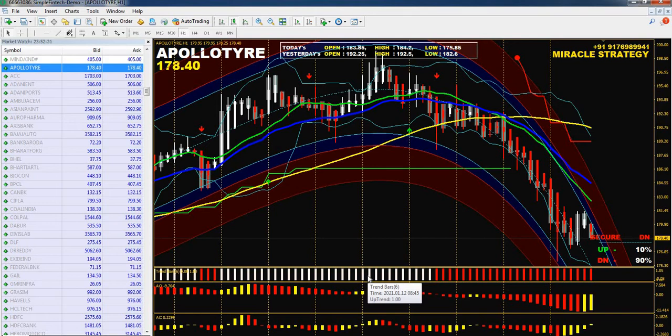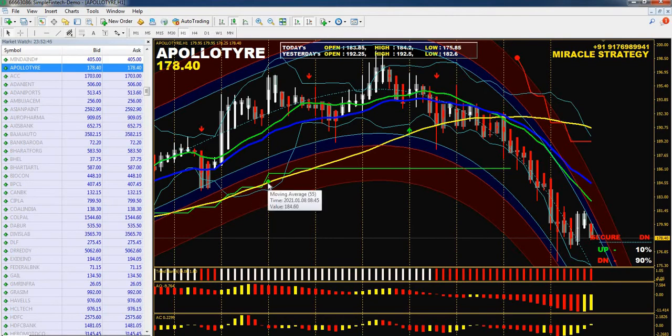So now we have to see, we have three conditions. Whenever we are getting a buy signal, we only consider it when three conditions are met. The first condition is, if we are seeing this buying signal, we need to see that the trend bar should always show white. So the first condition is the trend bar should be white.